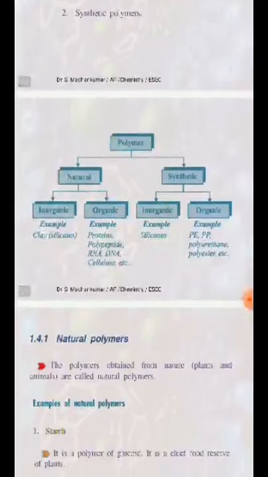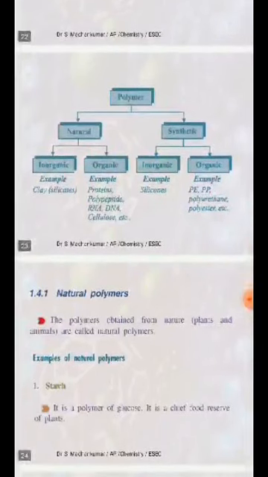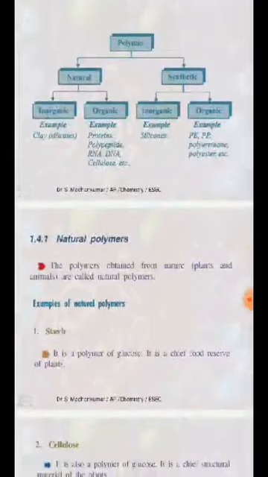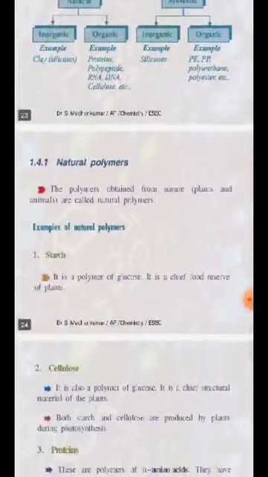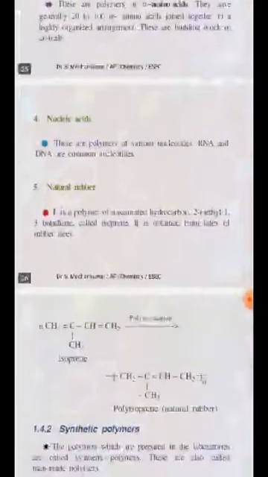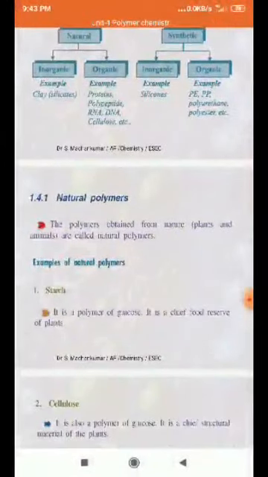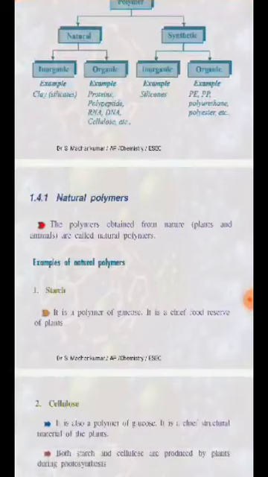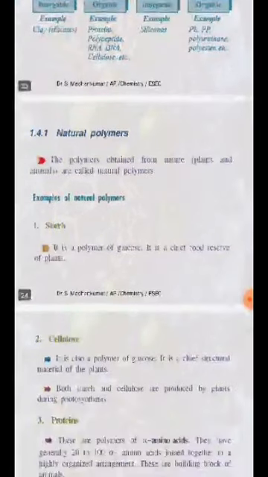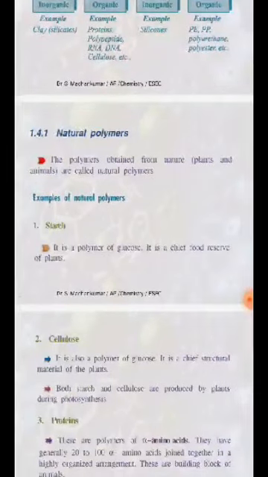Next one, natural polymers. The polymers obtained from natural sources, that is plants and animals, are called natural polymers. Examples of natural polymers: starch, cellulose, protein, nucleic acids, natural rubber. First one, starch. It is the polymer of glucose. It is a chief food reserve of plants. Next one, cellulose. It is also a polymer of glucose. It is a chief structural material of the plants.